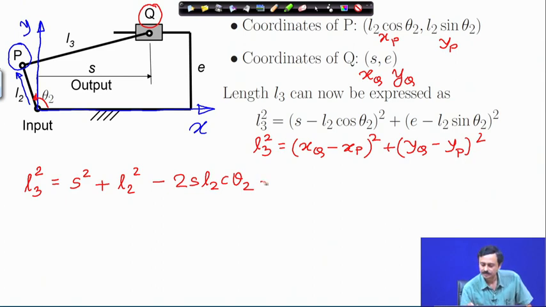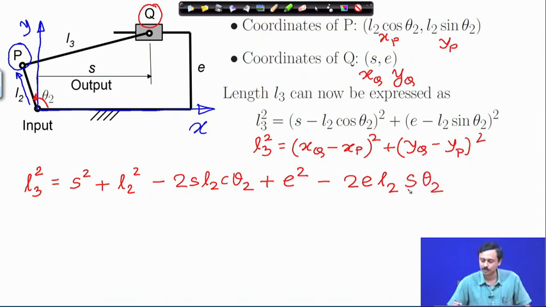Then I have E square and I have twice E L2 sin theta 2. So, sin theta 2 I am writing as S theta 2. So, if I rearrange, remember that we are given theta 2 and we want to find out S, that is a forward kinematics problem. So, we have to get an equation for S.